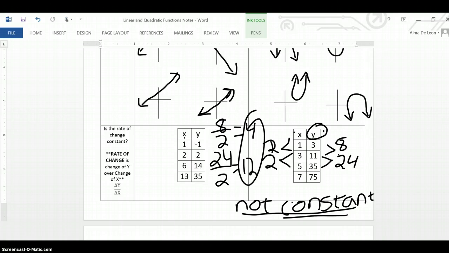Okay, so these are your notes for quadratic and linear functions. Use these to complete your linear and quadratic assignment.